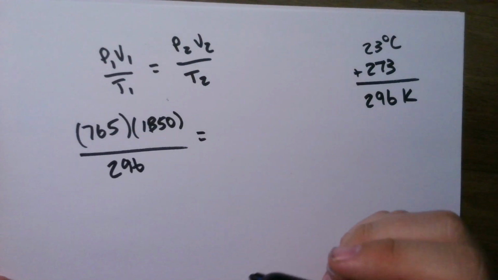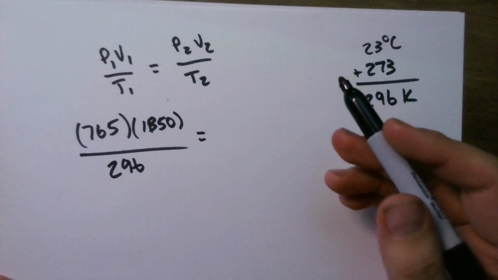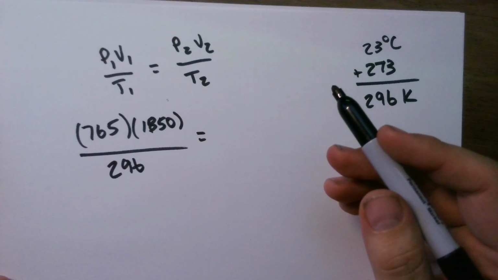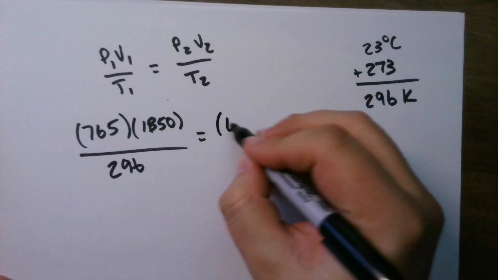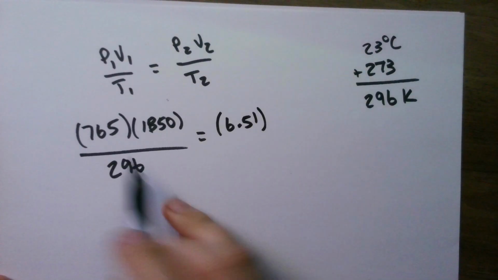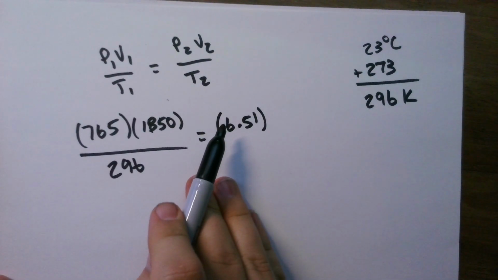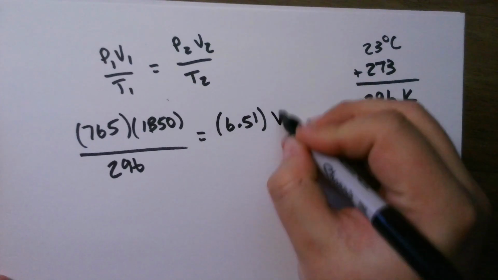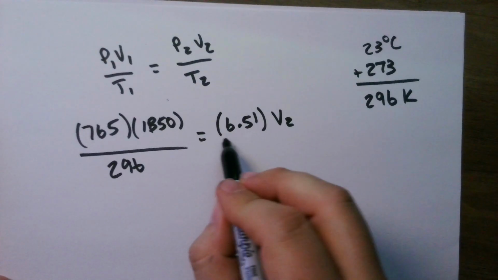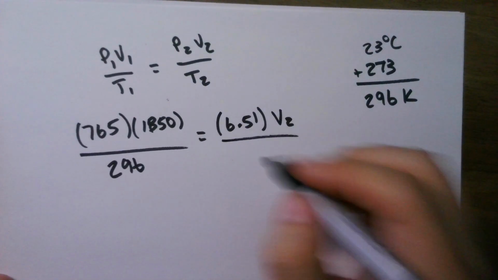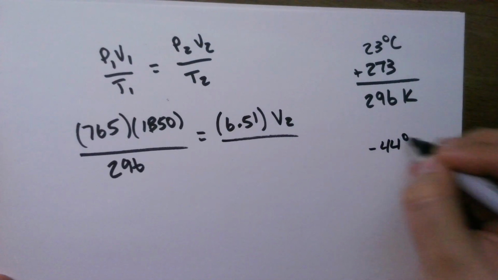My pressure 2, volume 2, and temperature 2 are after my change occurred. So this is after the balloon travels for 2 hours, right before it burst. Its new pressure is 6.51, so its pressure went down a whole lot. Its new volume, we don't know. That's what we're looking for: the volume of the balloon just before it burst. And the new temperature is negative 44 degrees Celsius.